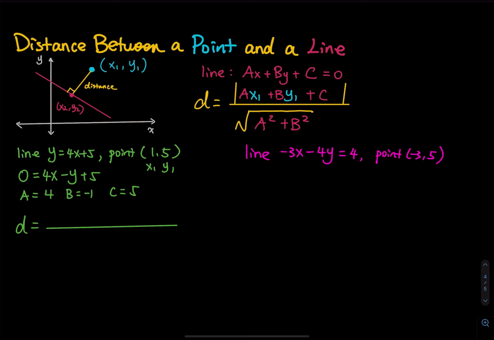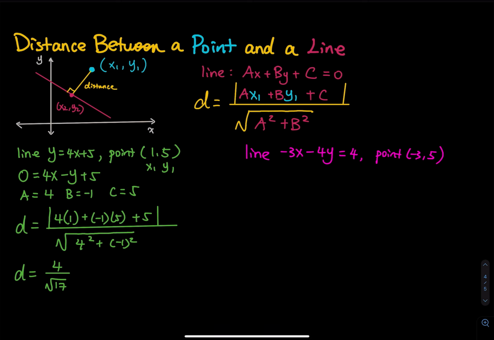So we draw a long fraction bar. A is 4, x1 is 1, and then plus b is -1, y1 is 5, and then c is equal to 5. Close the absolute value, and then divide by the square root of a squared plus b squared, which is 4 squared plus -1 squared. All right, so what is that equal to? So d equals, when you clean up, the top is 4 and the bottom is the square root of 17.